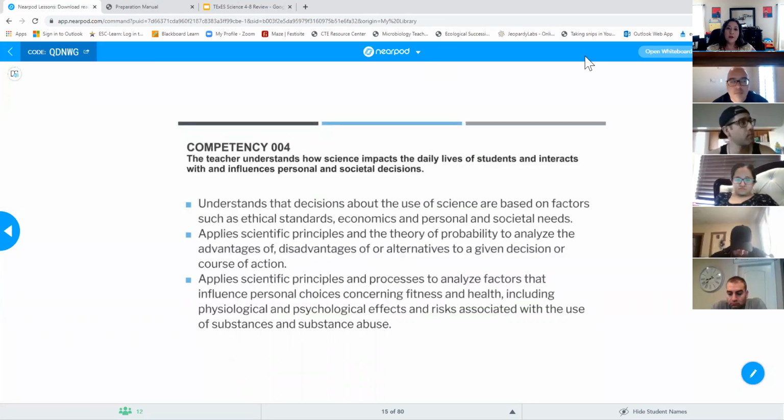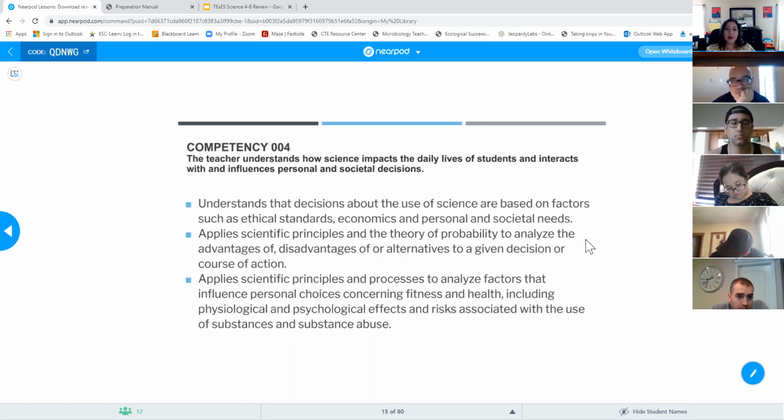Okay, so competency number 4 is going to look at science and the daily lives of students, right? So competency 4 and 5, I think, are pretty straightforward. So all I did was just kind of list what these descriptors were. So understands that decisions about the use of science are based on factors such as ethical standards, economics, personal and societal needs. Applies scientific principles and the theory of probability to analyze the advantages or disadvantages of, or alternatives, right, to a given decision or course of action.